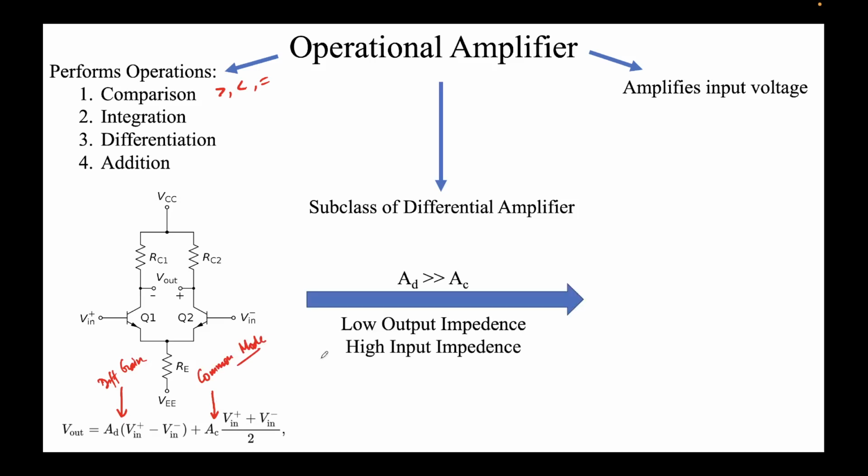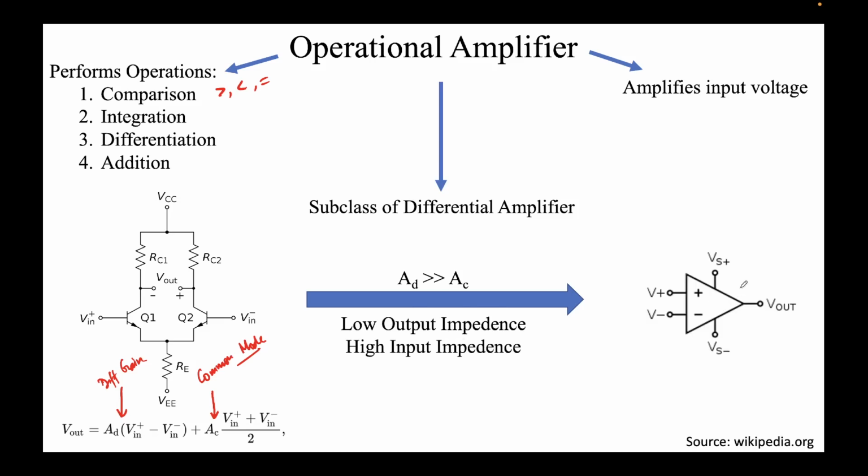Now, how to convert a differential amplifier to an operational amplifier? We need to make sure of two things. One is that AD, the differential mode gain, should be much higher than the common mode gain. So effectively the second term will be neglected, and only the first term will remain. And second is that the circuit has to be designed in such a manner that it will have a low output impedance and a high input impedance.